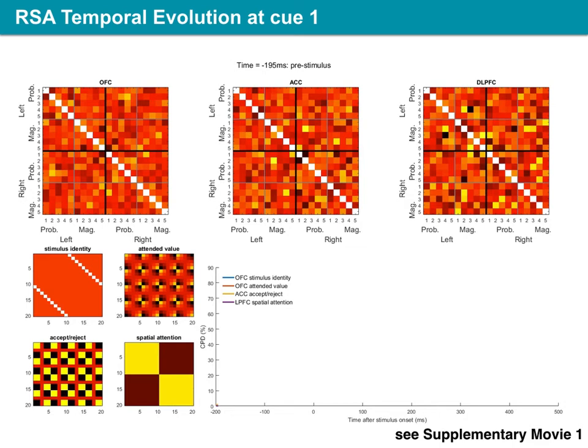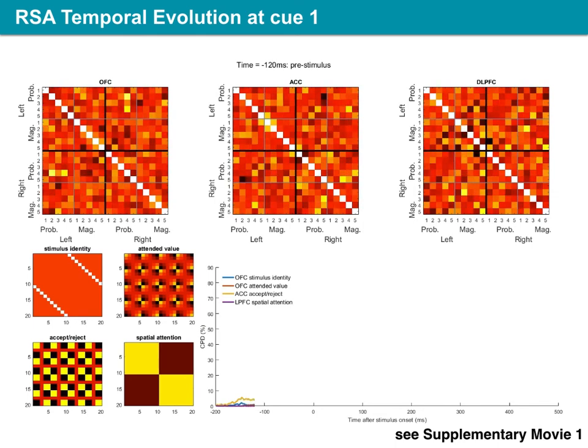And what's going to be plotted here in the bottom right of this video, once I start playing it, is going to be the coefficient of partial determination, which is a measure of variance explained by each of the different regressors having controlled for the variance explained by the other regressors. Okay, so let's start this video.